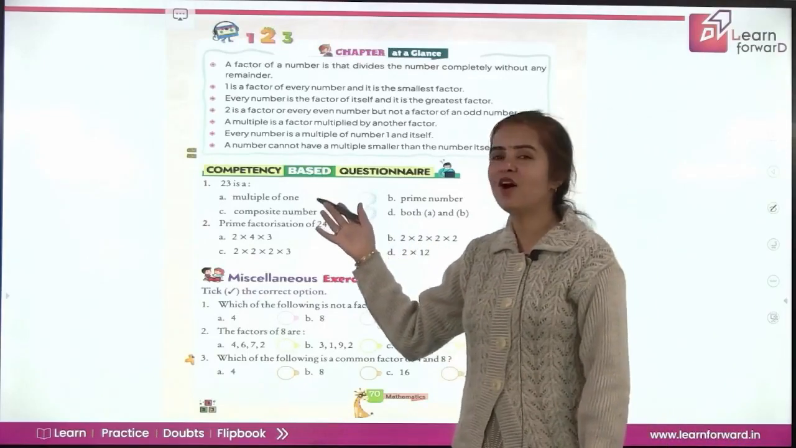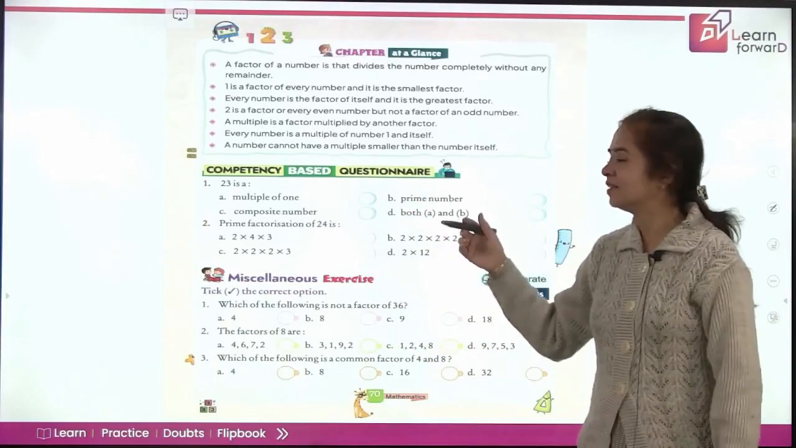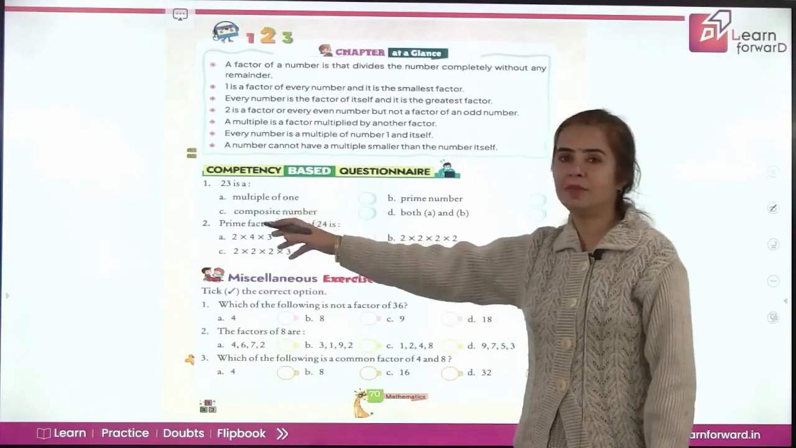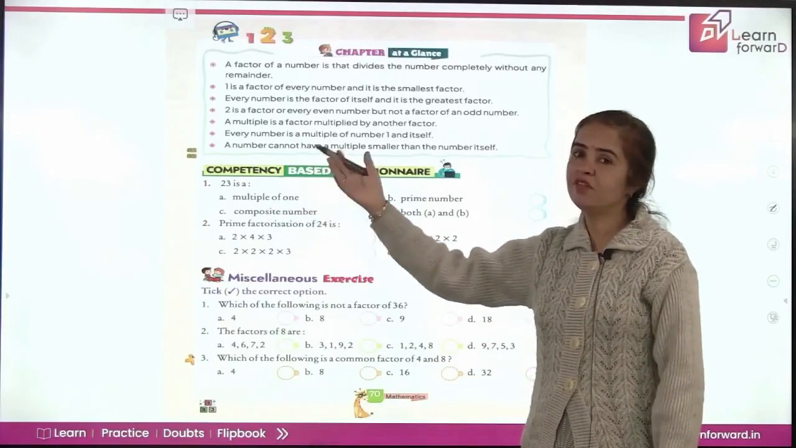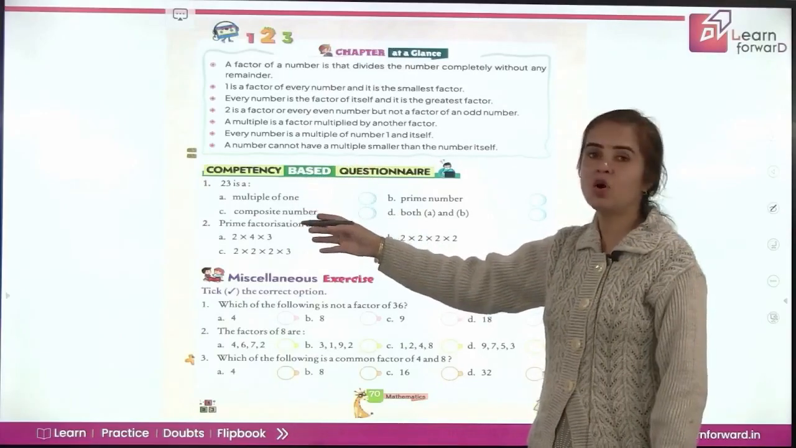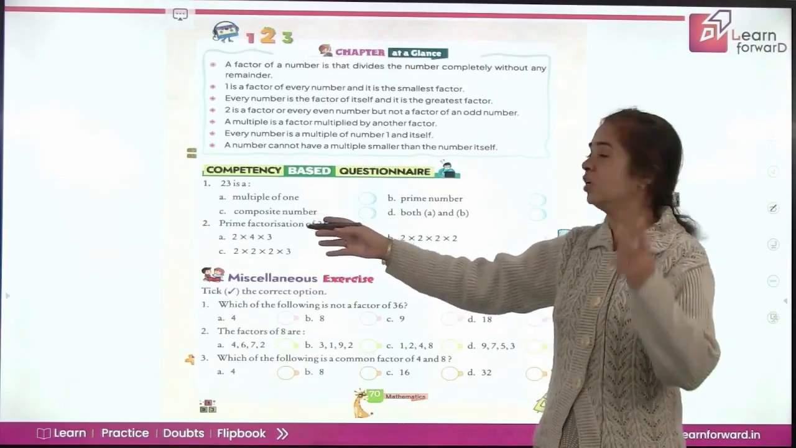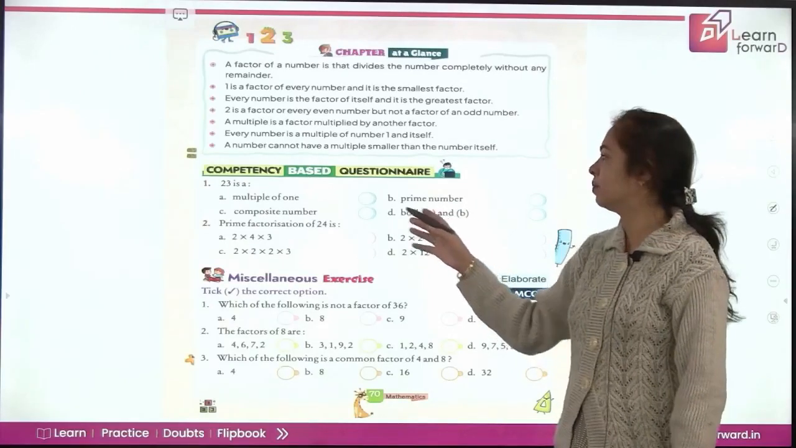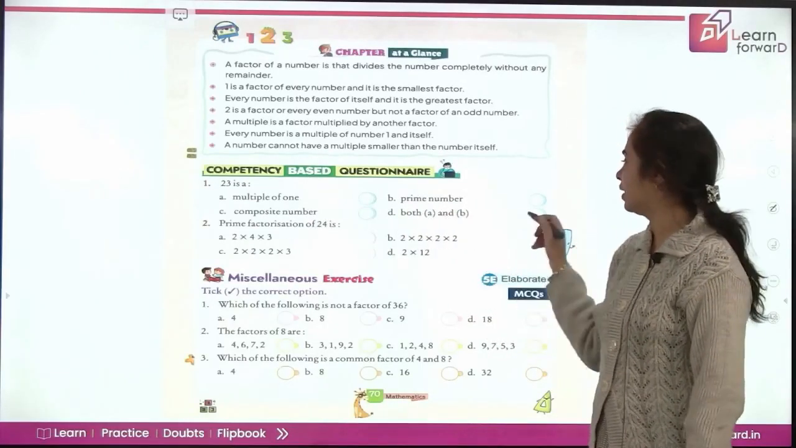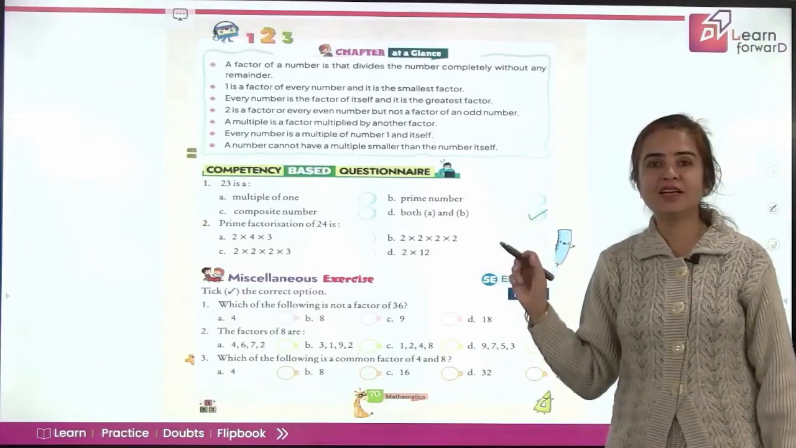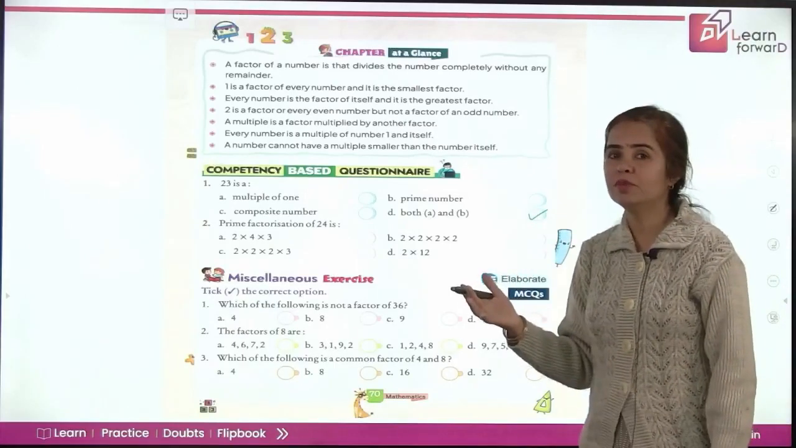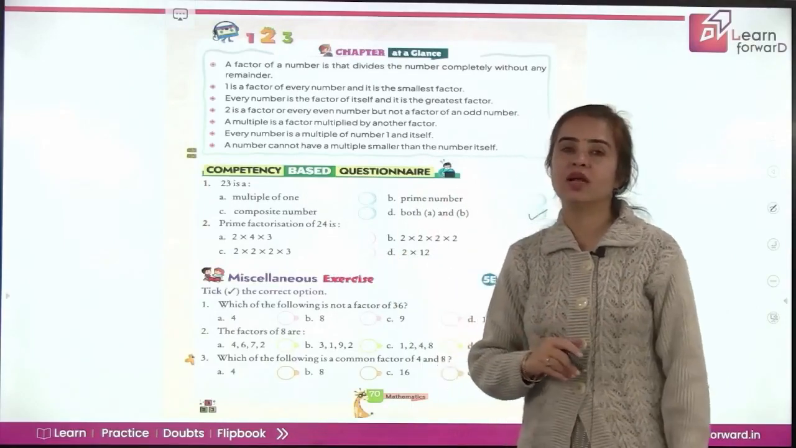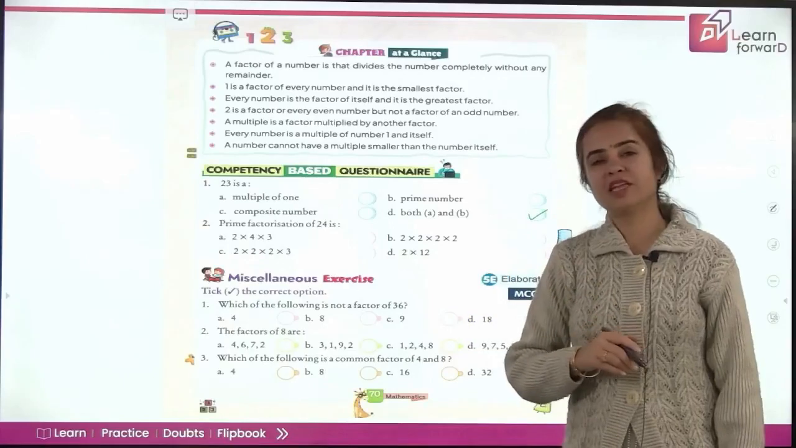Now, exercise for you. So, this is for the competency base. 23 is a multiple of 1. Yes, every number is a multiple of 1. Is it a composite number? No, it has only 2 factors. Is it a prime number? Yes, it is a prime number. So both A and B are correct. That means option D is correct. So what do you learn from this question? You will not stop as soon as you get your answer because more than one option can be correct, children.